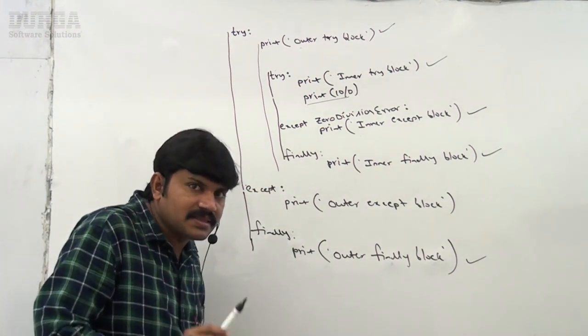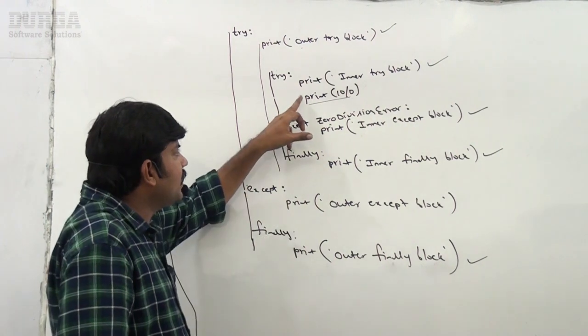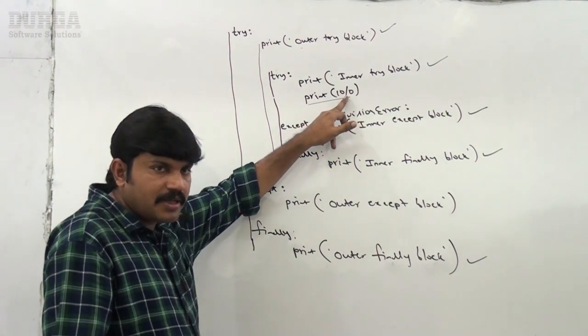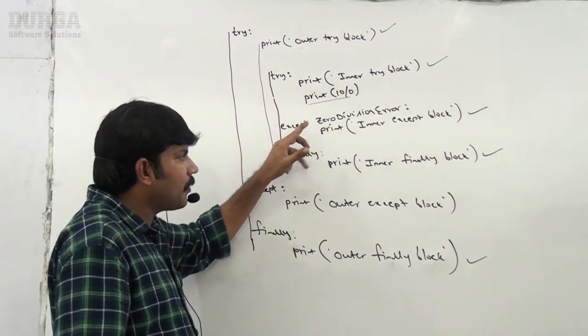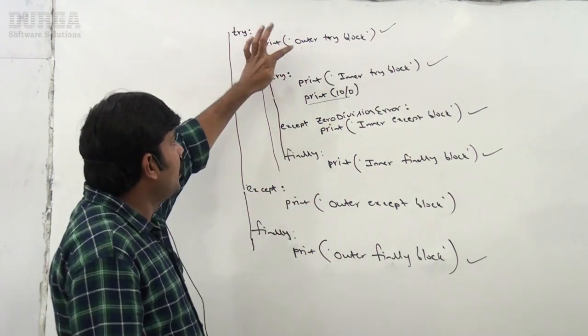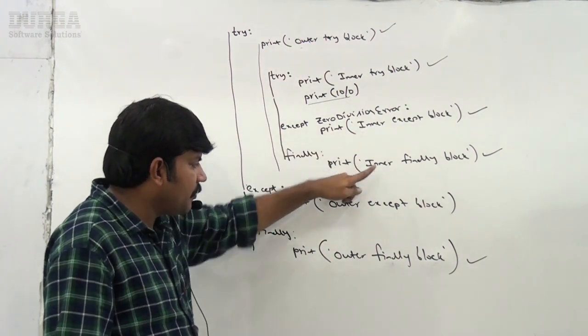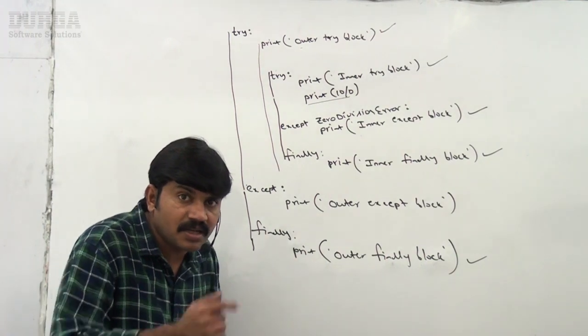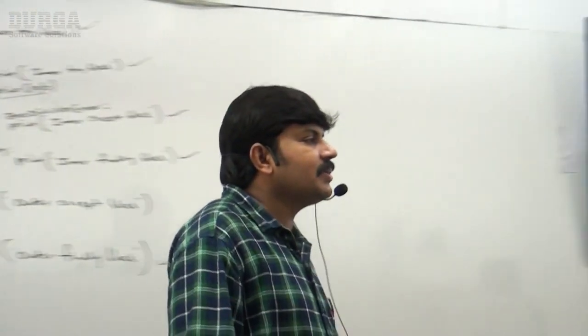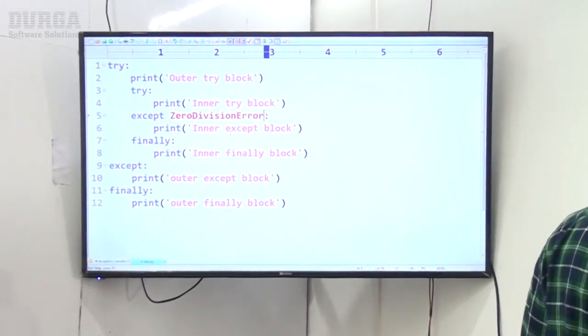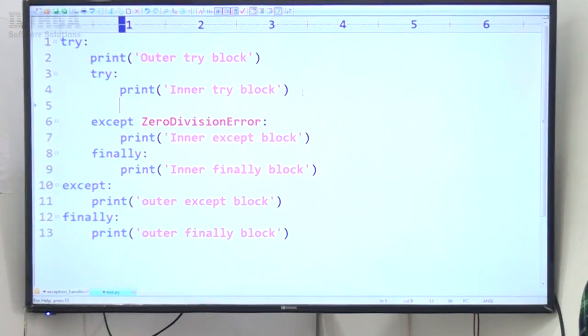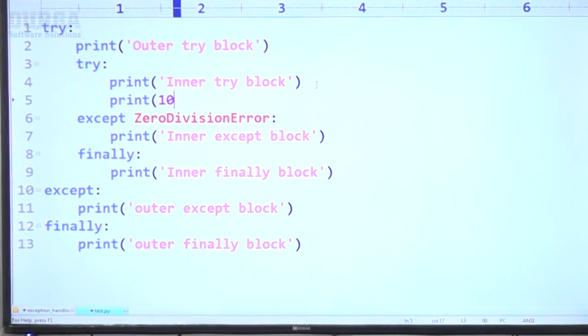So in this scenario, what will happen? Inner try raising an exception, but the corresponding inner except block matched. What is the flow? Outer try block, inner except block, inner finally block, outer finally block. Just let me show this one. Have a look once. Inside inner try block, I'm taking print 10 by 0.